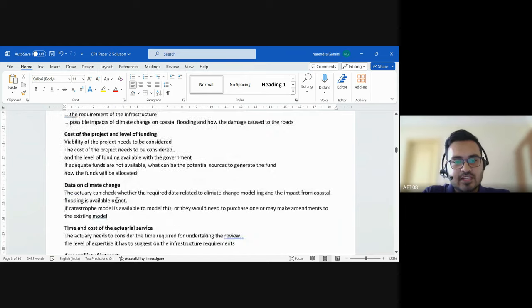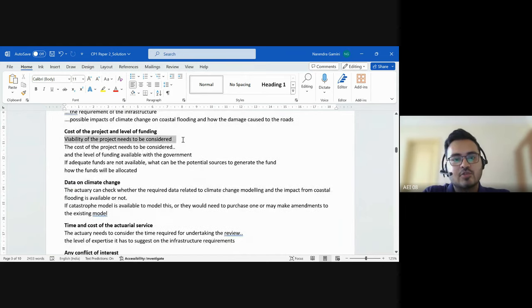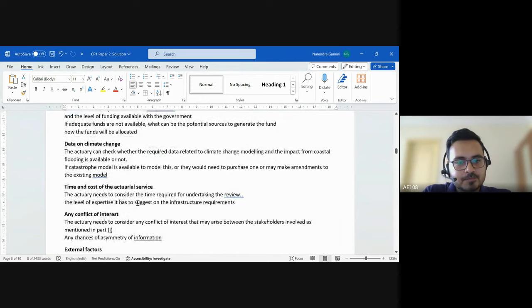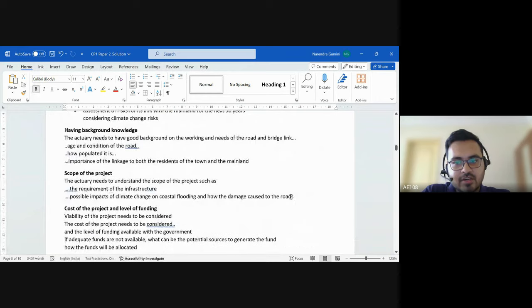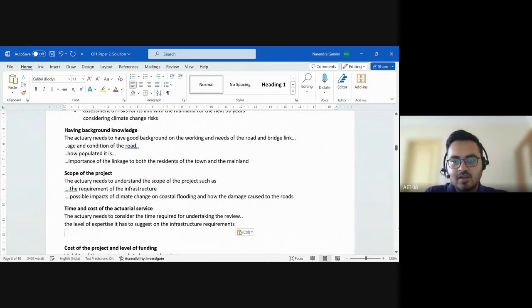Next is cost of the project and funding level. Viability of the project needs to be considered. Now these are again a few practical points. I'll come to the practical ones a little later. Time and cost of actuarial advice. This should be upfront. So if I talk about time, cost, technicality, all of these things should be upfront.